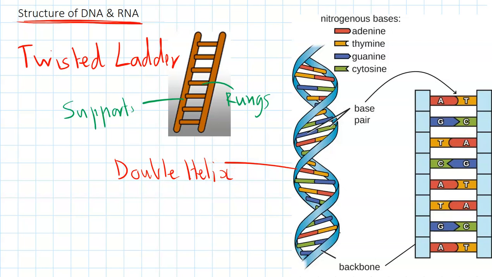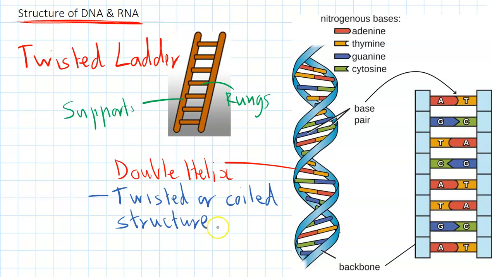So if ever you hear double helix, you know that it's a twisted or coiled structure that makes up DNA. And the reason it's called double is because you've got the two sides of the ladder that are being twisted around each other. So you can have a single helix too if you just twist a single strand, like one piece of string.